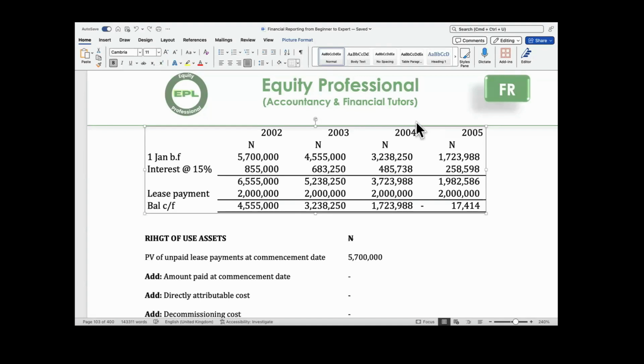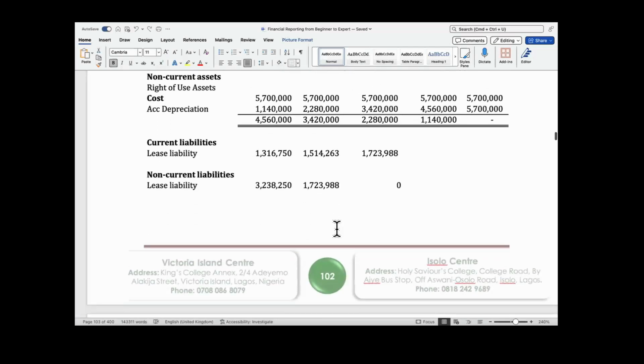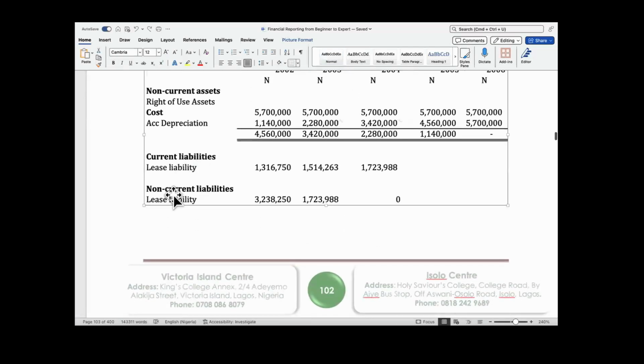And in 2004, my liability of 1.7 million, I can also split that. But fortunately for you, I have to pay this 1.7 million next year, because that's the end of the lease term. That means this 1.7 million is entirely current. So everything is current liability. And that's the split I did here into current and non-current.